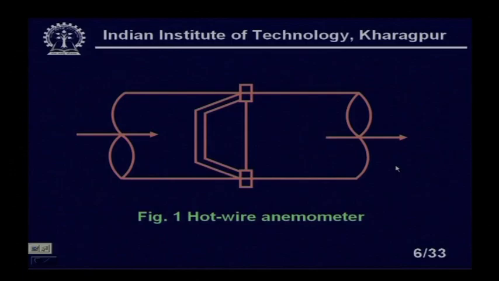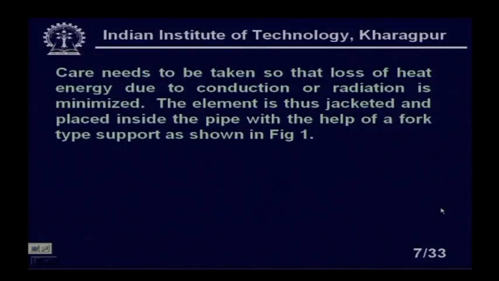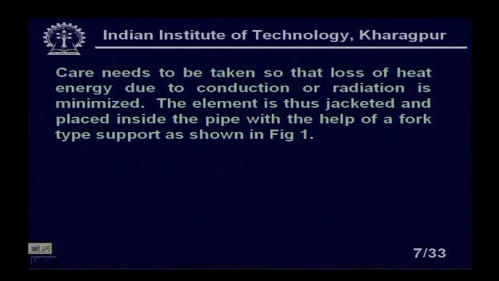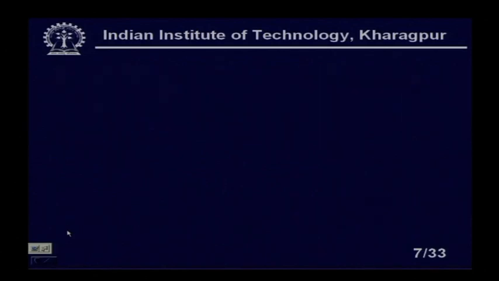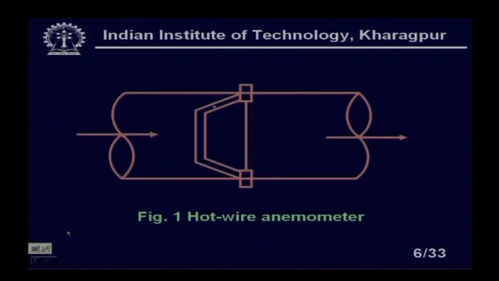Basically, a heat balance equation is involved in this probe. That is the basic principle of this flow meter, which will be discussed later. Care needs to be taken so that the loss of heat energy due to conduction or radiation is minimized, because we are depending on convection type heat transfer. So, the conduction loss and the radiation loss are to be minimized. The element is thus jacketed and placed inside the pipe with the help of a fork-type support, as shown in the figure. It is a fork-type arrangement placed inside the pipe.